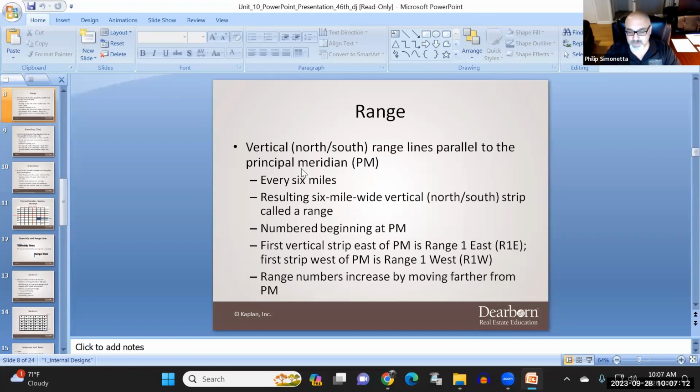Now, these lines are numbered beginning at the principal meridian. So the principal meridian here. The first vertical strip east of the principal meridian is range 1 east, then range 2 east, range 3 east, range 4 east, right? Then the principal meridian's here. The first line to the west is range 1 west, range 2 west, and it keeps going out as far as it goes. The range numbers increase the further away from the principal meridian you go. So that's the vertical lines with the principal meridian.